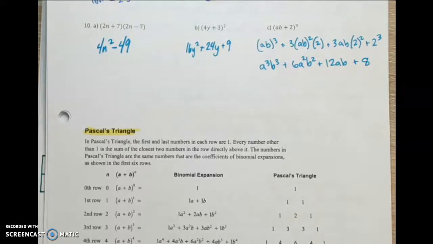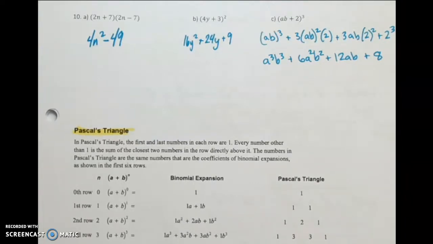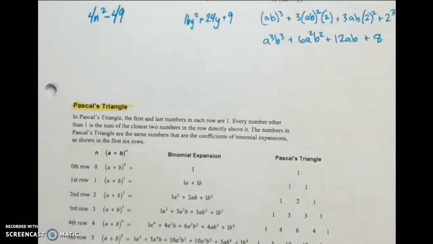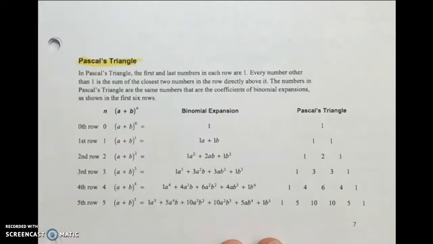Alright, here is number 10, A, B, and C. Check your work. And I'm going to go ahead and focus on Pascal's triangle here. So I'm going to go ahead and read it and try to explain what's happening. So I'm going to scoot on up here at this point.